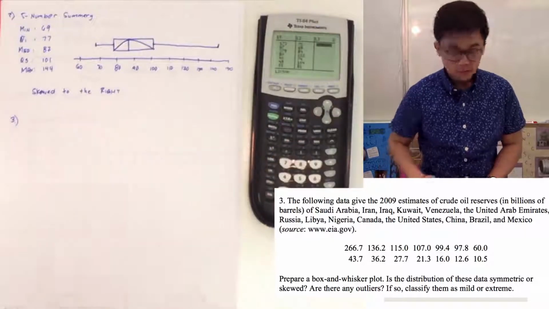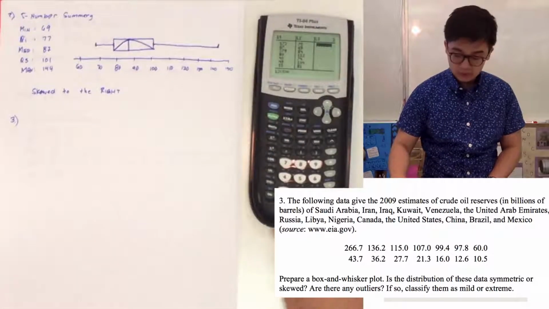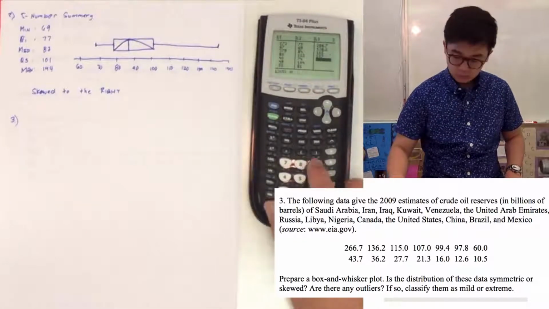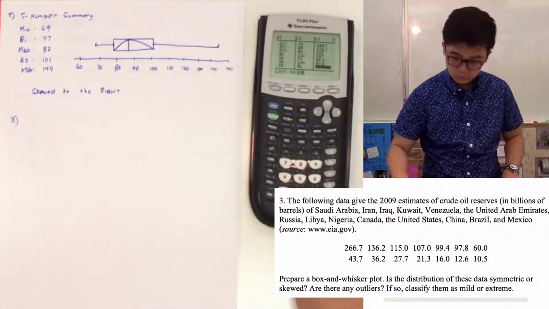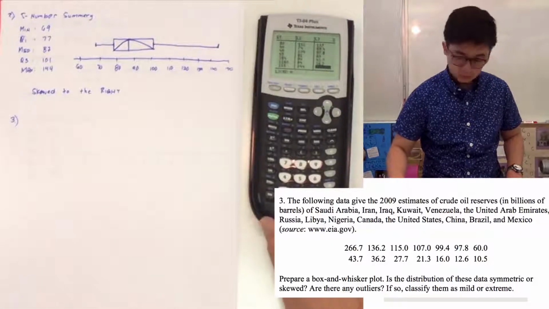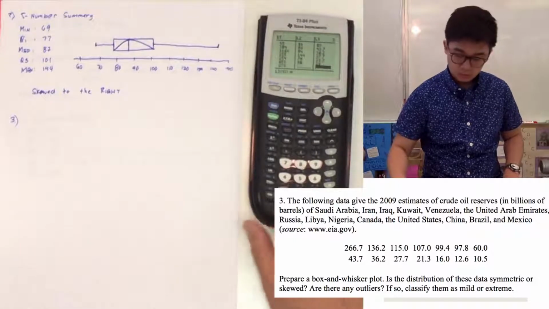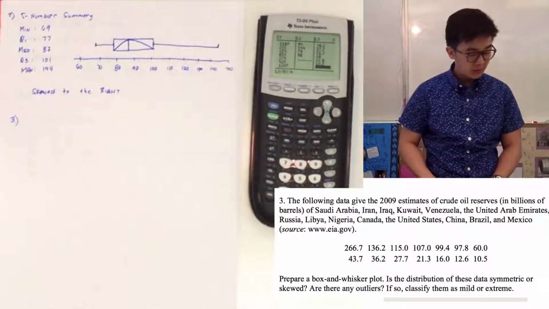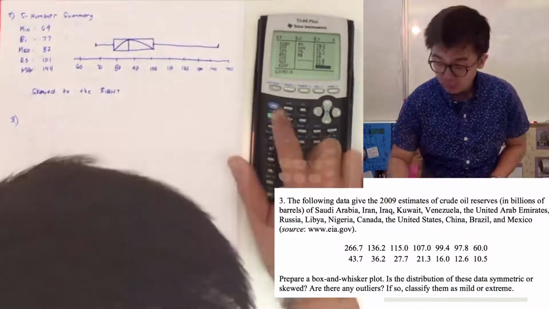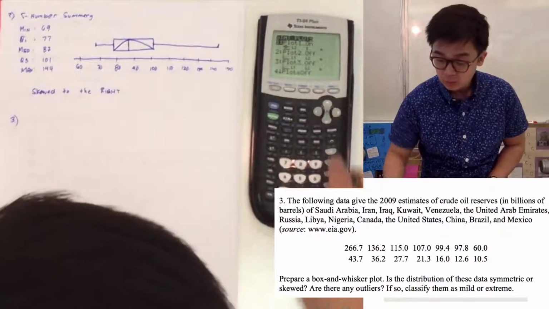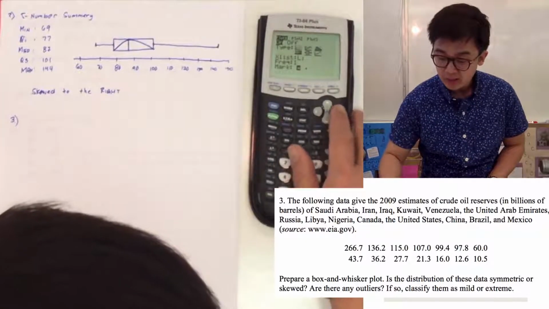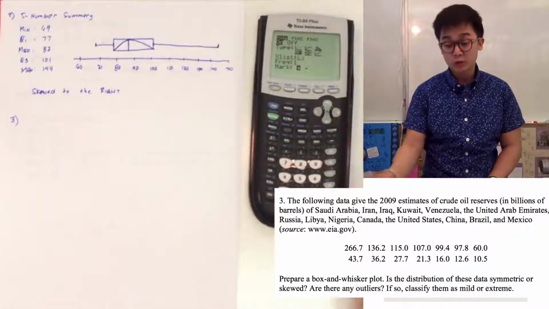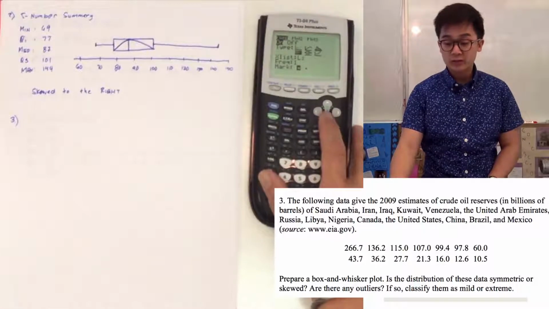Let's put our data set in list number 3. So we have 266.7, 136.2, So since we have our data set now, so this data is giving us the 2009 estimates of. So going back to second function, y equals, we still have our plot right here. And we are using this first box plot which will show us the outliers of our data set.